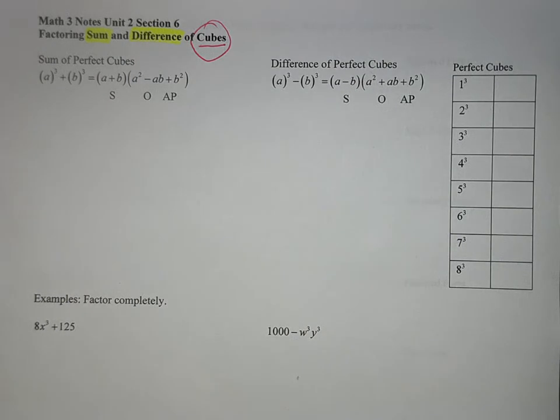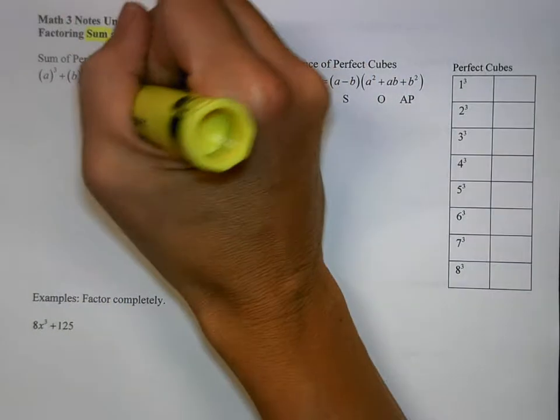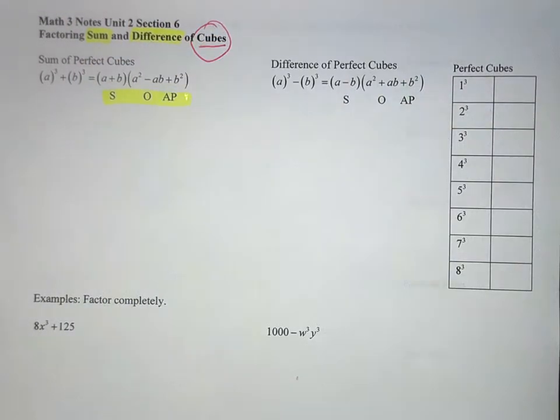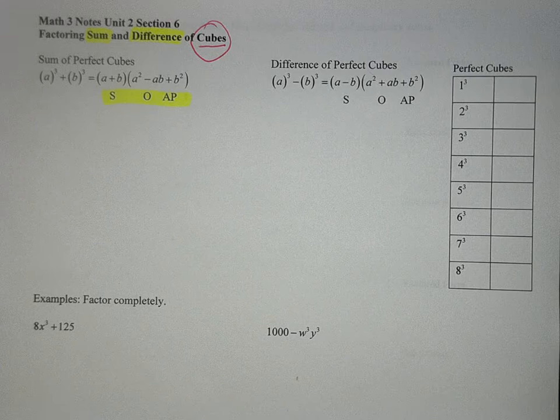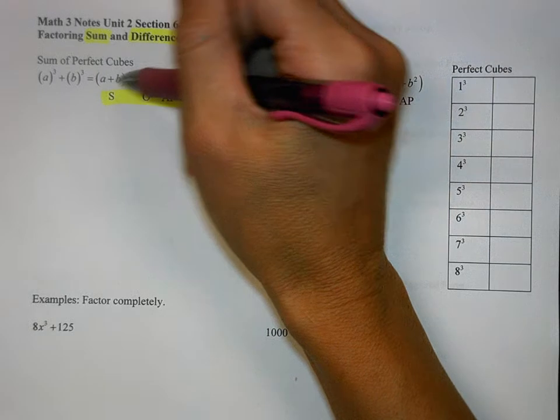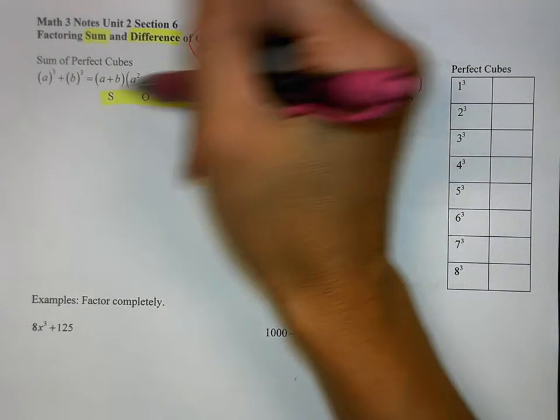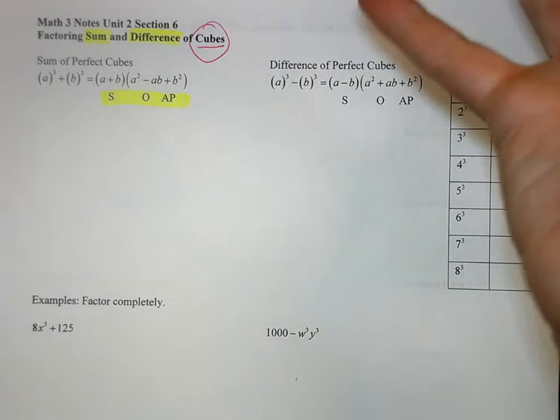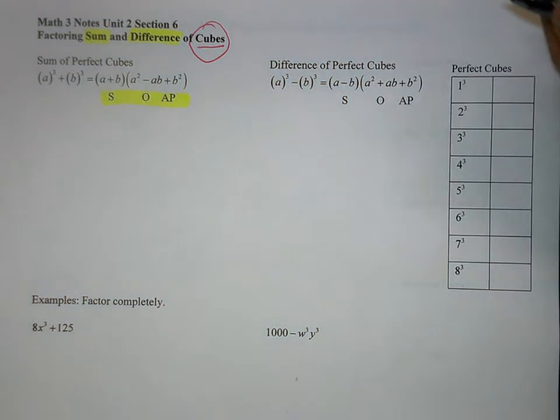and difference of cubes. There is an acronym that you will find used a lot when you are factoring sum and differences of cubes, and you will hear people say SOAP. And so SOAP represents how you know which sign to put in here. So we're going to talk about that first and kind of put everything together.